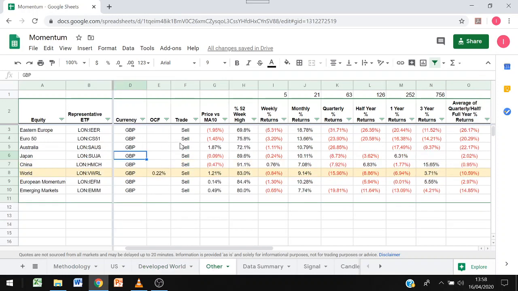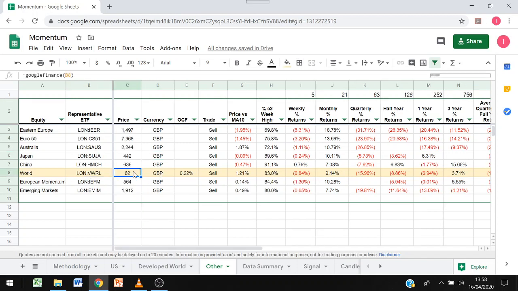Other, these are all rated sell, unfortunately. So we've got Eastern Europe, Euro 50, Australia, Japan, China. This is the whole world, including emerging markets. We've got Europe Momentum Fund, and then emerging markets here.